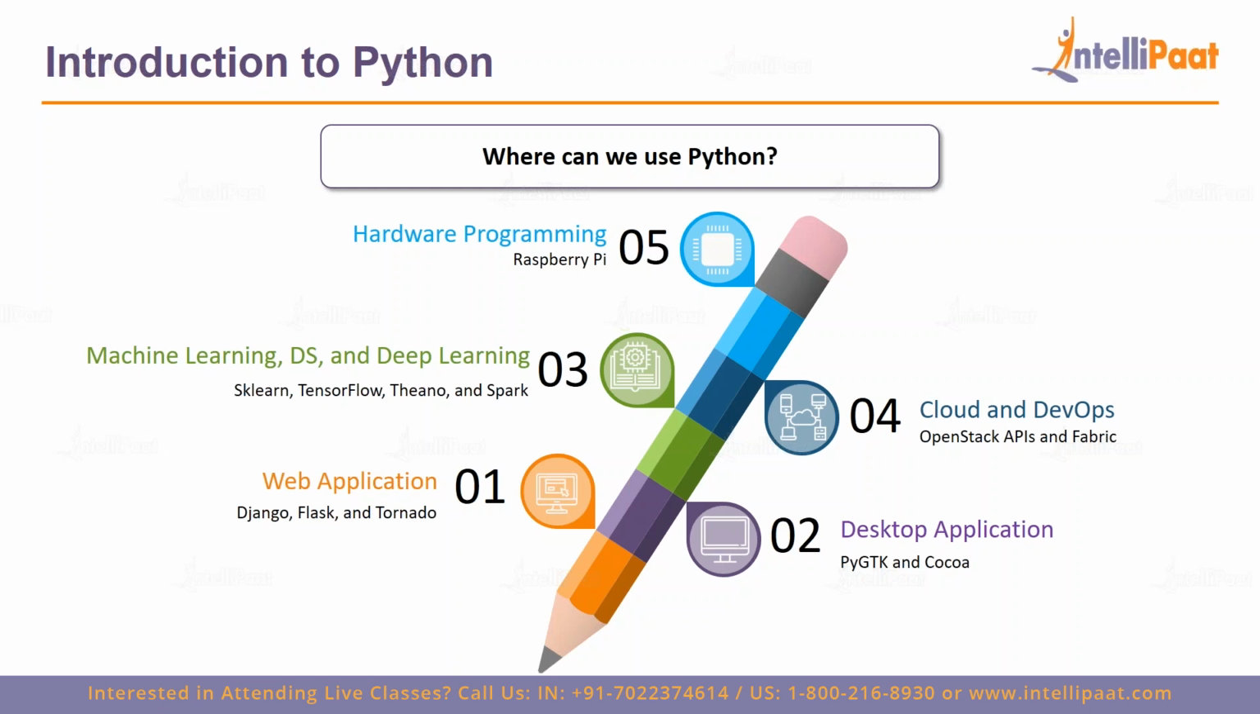And then there's hardware programming. It's true that you can write hardware programming using C, but Raspberry Pi, which is a really small integrated circuit that allows you to program a computer yourself, allows you to use Python to program it and write code on it. So it's very useful.